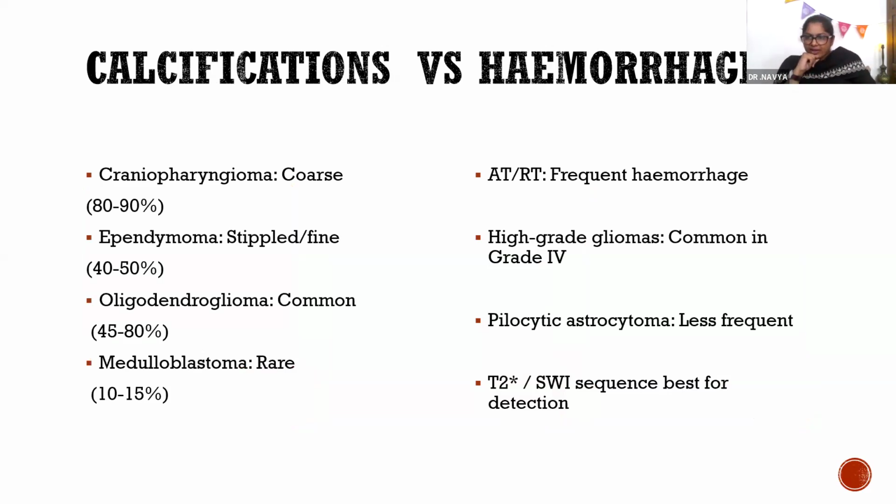Craniopharyngioma is one tumor which gets massive calcifications. Next comes the oligodendroglioma or ependymoma, but ependymoma has very fine stippled calcifications, and in medulloblastoma it is totally rare. And coming to the hemorrhagic, ATRT, atypical teratoid rhabdoid tumor, we will get into the details also. It frequently gets hemorrhage.